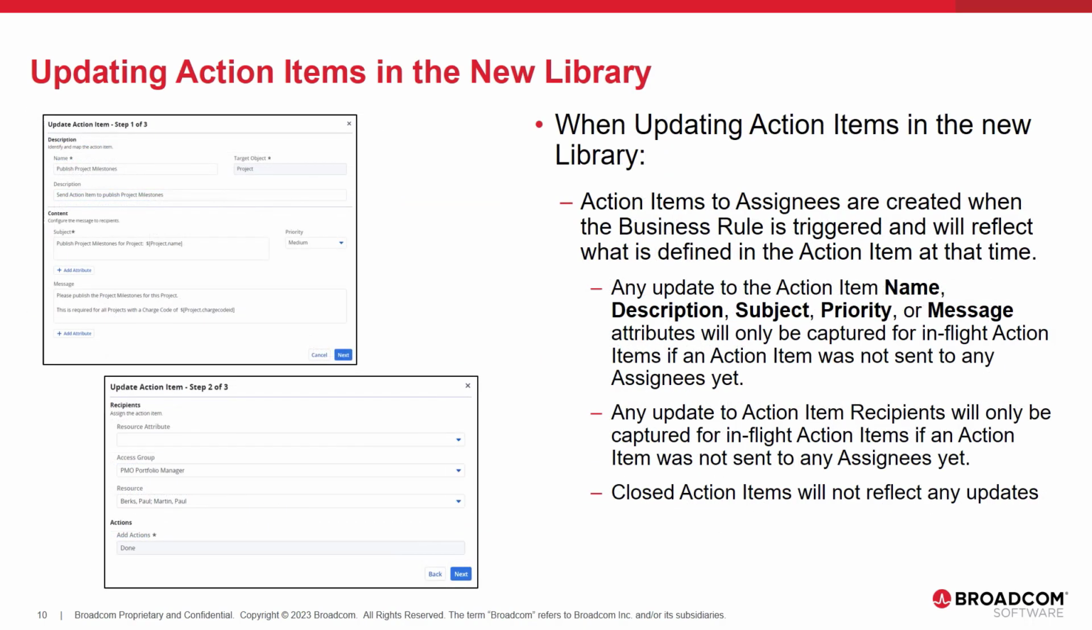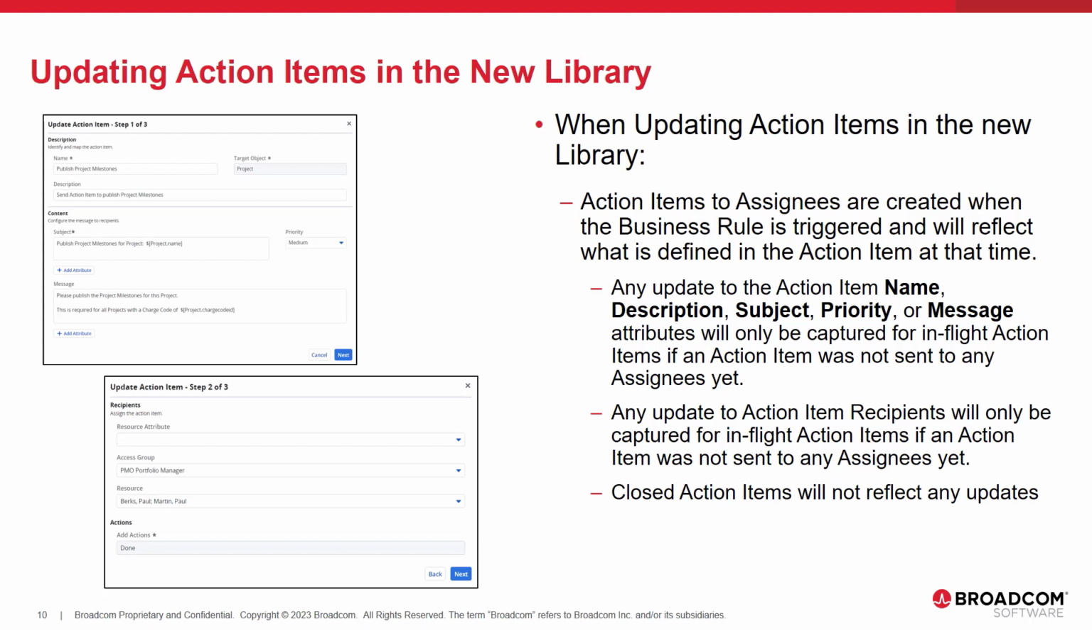As we update these action items, we're going to need to understand what happens to any in-flight action items and when these changes will actually take effect. So as a business rule is triggered, that's the point at which the action items are actually created and sent to the assignees. So whatever criteria is defined in your action item at the time it's generated is what you'll see. What that'll mean is any changes that you make to the name, description, subject, priority, or message will only be captured for in-flight action items if they haven't been sent to any assignees yet.